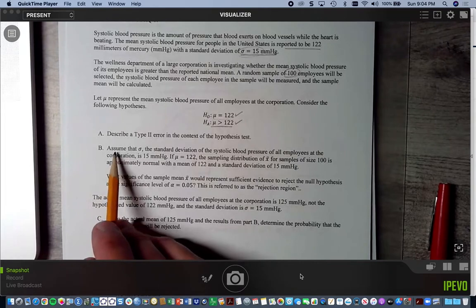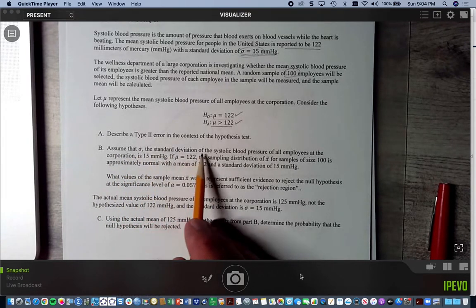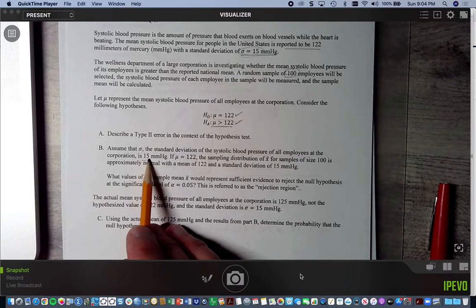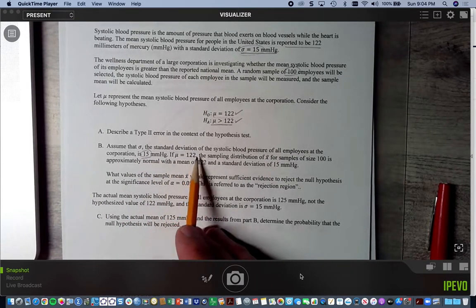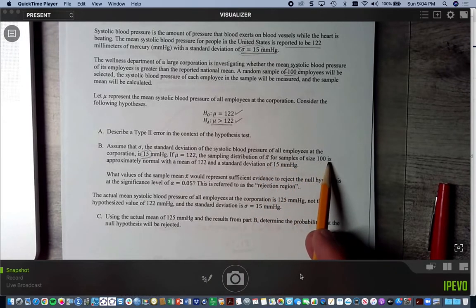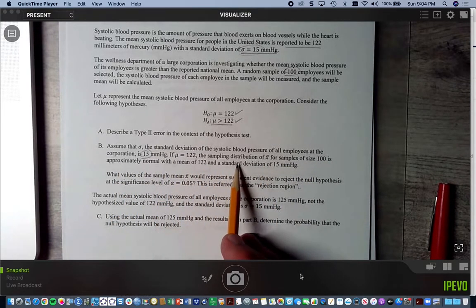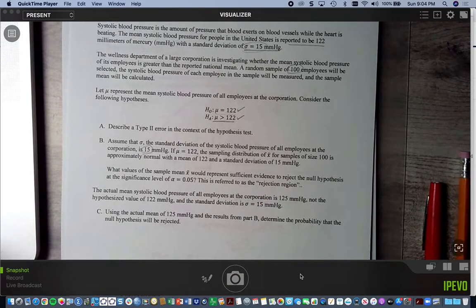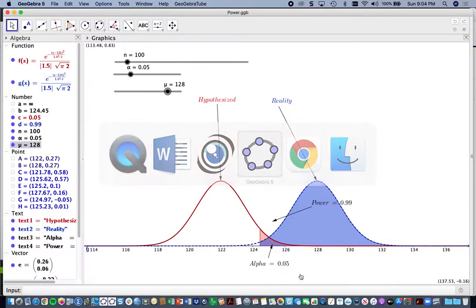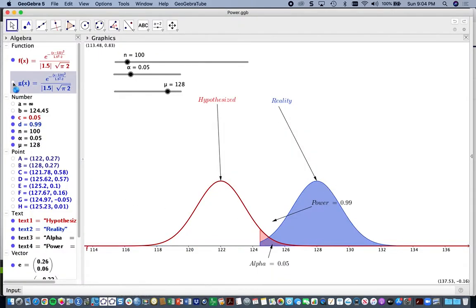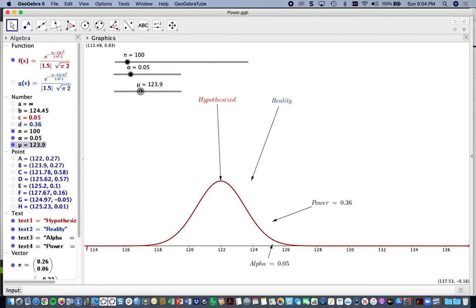Okay, so now if we assume that sigma, the standard deviation of all employees at the company, is 15, if mu is 122, the sampling distribution of x bar for samples of size 100 is approximately normal with a mean of 122 and a standard deviation of 15 divided by the square root of 100. I'm going to show that to you on a GeoGebra file, and let me hide some of these things. So the red graph is what we're hypothesizing.